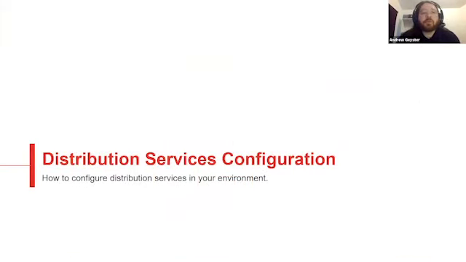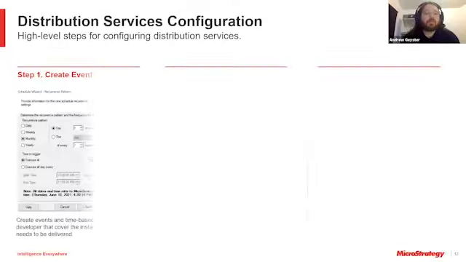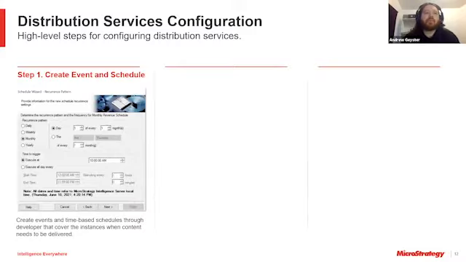Now that we've introduced what distribution services is, let's have a look at the steps and key terms in the deployment and configuration of distribution services. In order to configure distribution services, we do have to follow the three key concepts discussed earlier. The first step is creating events and schedules. Events and schedules are created via MicroStrategy Developer and allow you to set up the triggers for when your subscriptions are being required.